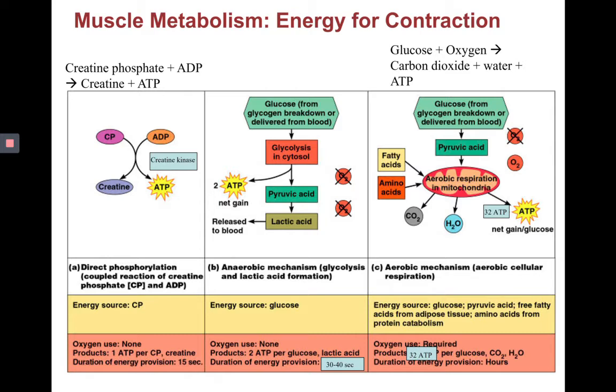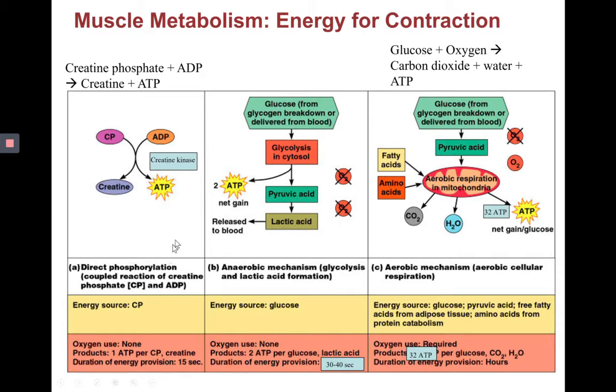So here we have again muscle metabolism. So there is direct phosphorylation, which uses creatine phosphate as its energy source, anaerobic glycolysis that uses glucose as its energy source, and the aerobic respiration method, which uses glucose mainly as its energy source, but could also use pyruvic acid, fatty acids, amino acids, and pretty much a lot of different types of biological molecules once broken down.